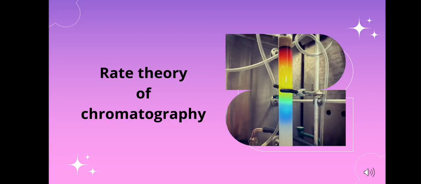Plate theory is somewhat limited because it assumes that each theoretical plate reaches equilibrium instantaneously, which isn't always realistic. It is generally used to get an initial understanding of the column efficiency. Now we are going to see the rate theory of chromatography.